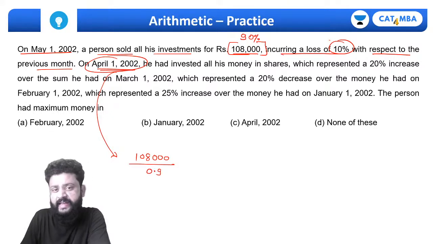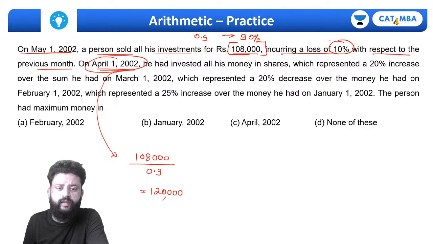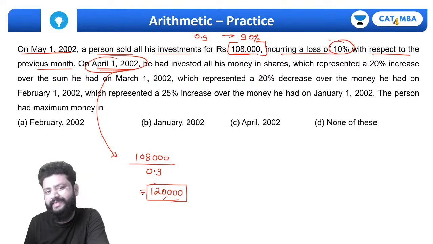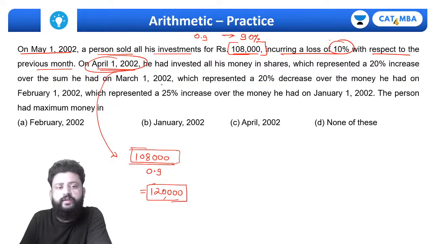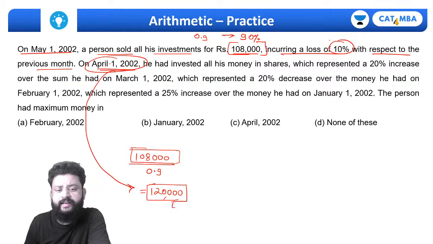Because that is 90%. 90% के लिए multiplication factor कितना है? 0.9 से अगर तुम divide करोगे you will get 1,20,000. Means पहले उसको 1,20,000 था, उस पर 10% loss मतलब 12,000 का loss हुआ and 1,08,000 में उसने बेच दिया. So in April the value of investment was 1,20,000. That's what I can get in a single step, right?